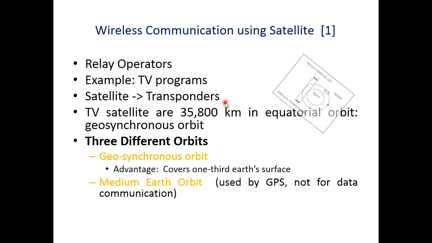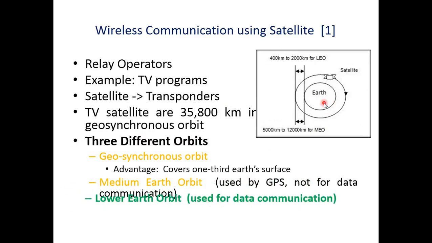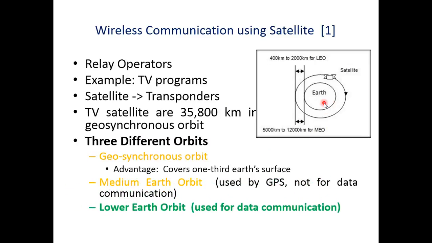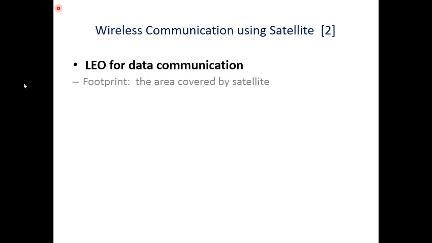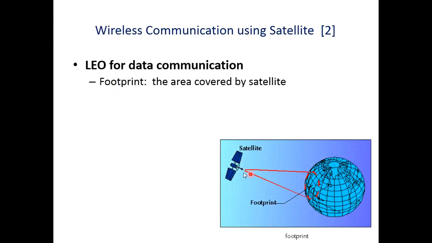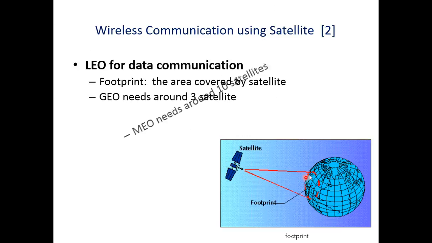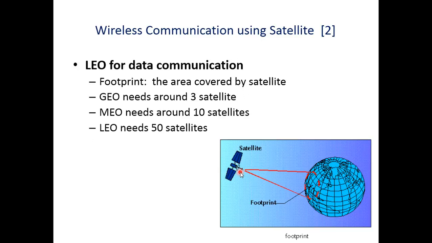Second is the MEO. It is used by the GPS, not for data transmission. And the last one is the low Earth orbit, LEO, used for data communication purposes, and it is important for us. Now let's see LEO for data communication. First is the footprint. Footprint means the area covered by the satellite. If the satellite is nearer to the Earth, then it probably covers a smaller footprint or area. If the satellite is at a farther distance from the Earth, then it covers a larger footprint or area. That is called the footprint, the area covered by a given satellite.